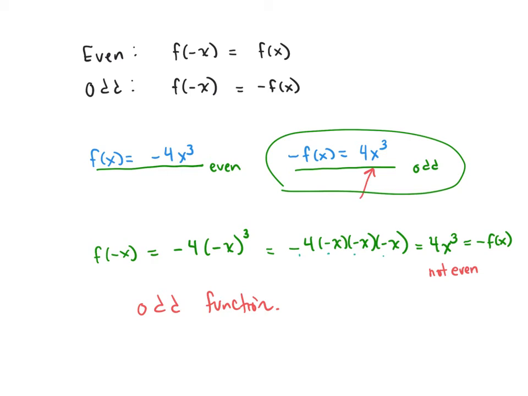Let's look at another example. Let's say I have f of x equal to x squared plus x. That's the original function. If I was going to take the opposite function, then I just change all the signs. So it becomes negative x squared and negative x.